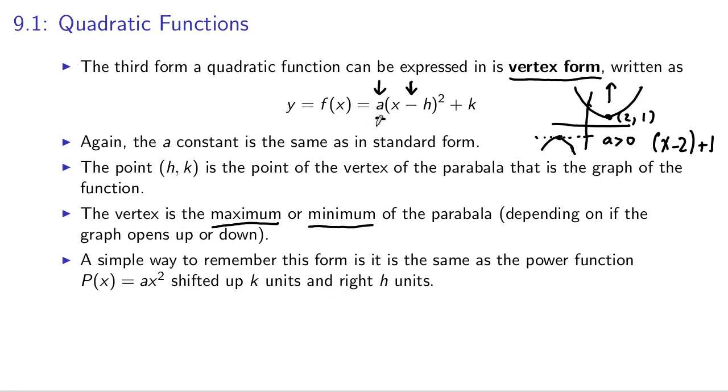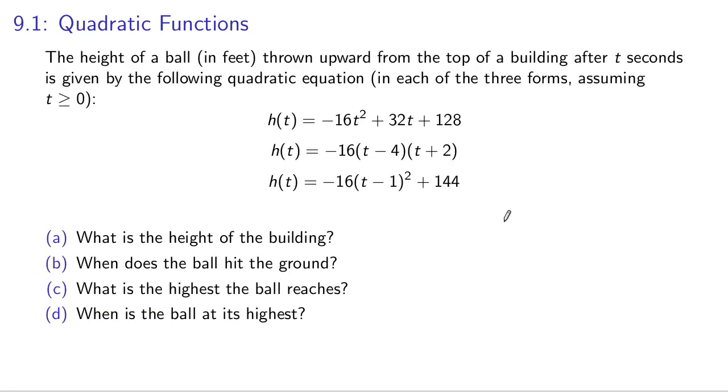A simple way to remember the formula for vertex form is that it's simply a quadratic power function, ax squared, shifted right by h units and up by k units. So our material on shifting and scaling can be helpful to recognize vertex form. Let's practice with these different forms.